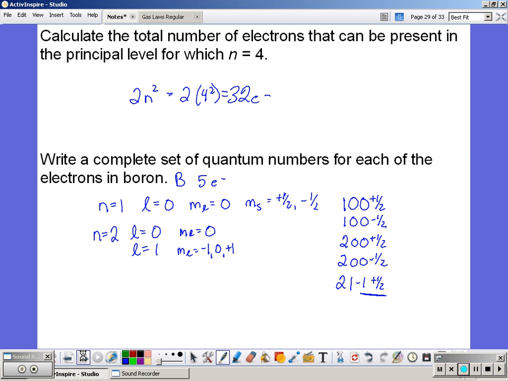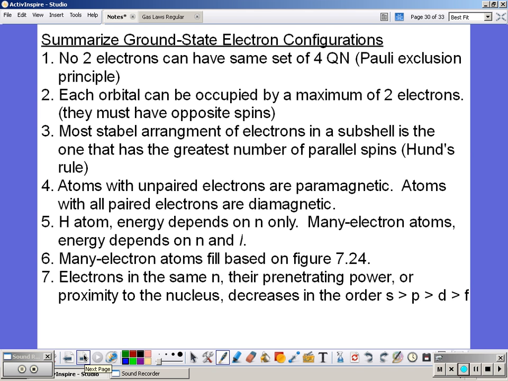Alright, so to summarize the ground state electron configurations, no 2 electrons can have the same set of 4 quantum numbers, the Pauli exclusion principle. Each orbital can be occupied by a maximum of 2 electrons. They must have opposite spins. The most stable arrangement of electrons in the sublevel is the one that has the greatest number of parallel spins, Hund's rule. Atoms with unpaired electrons are paramagnetic, and those with paired electrons are diamagnetic.